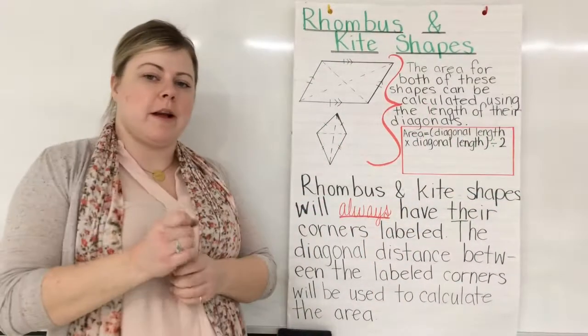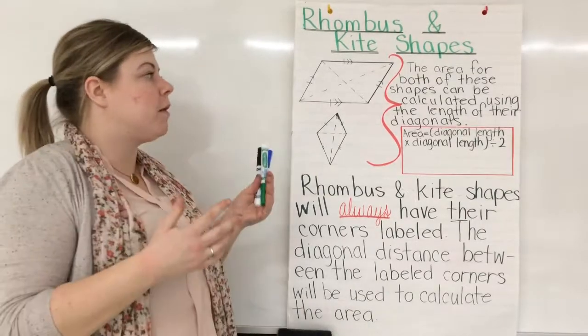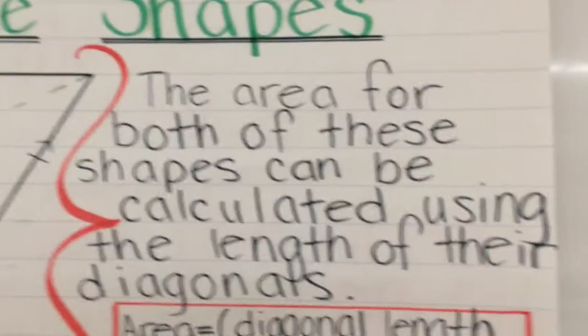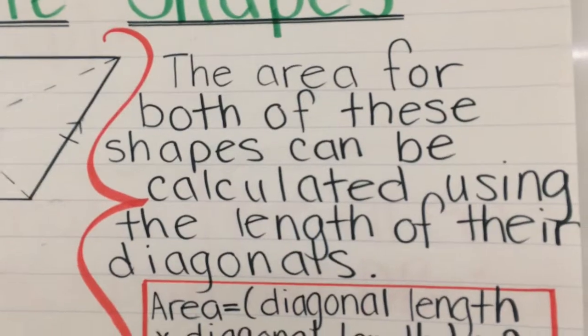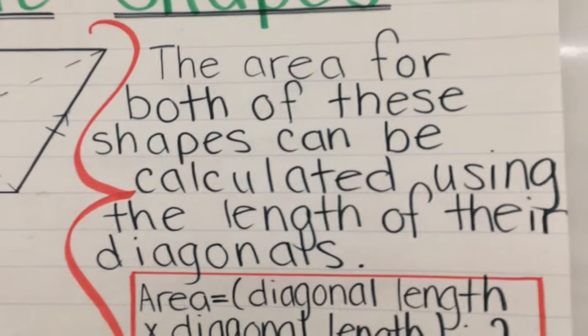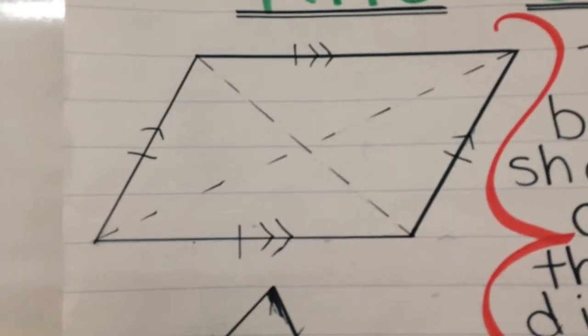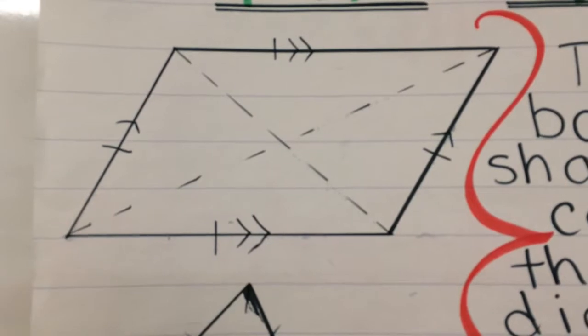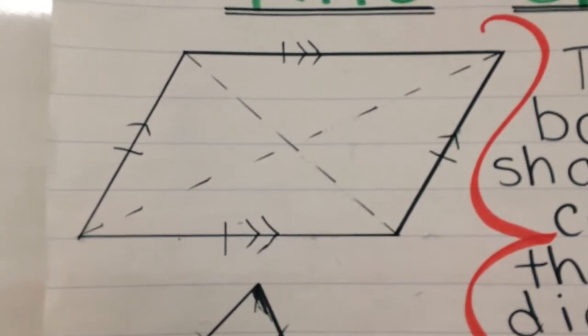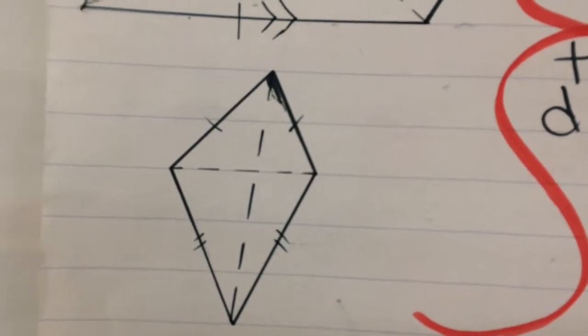Hello my friends, welcome to another episode of your math class, and today we are going to be talking about rhombus and kite shapes. Now, the area for both of these shapes can be calculated using the lengths of their diagonals. What I mean by their diagonals is these intersecting dotted lines that I have in this shape. So if you know the length of those diagonals, you'll be able to calculate the area of the shape.